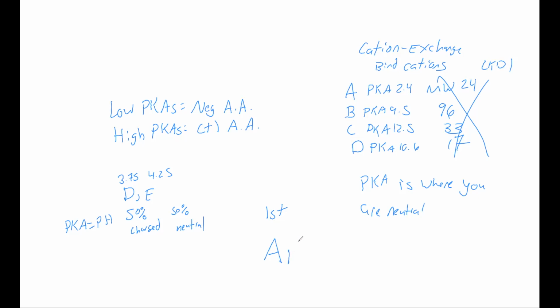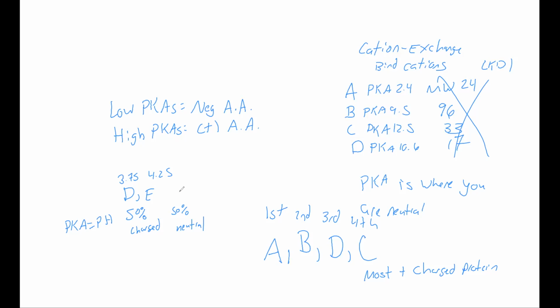Then it will be protein B, D, and C. And the reason for that order is that protein C has the highest pKa. So it's the most positively charged protein. Since it has more positive charges, it's going to bind to that cation exchange column stronger, and therefore be harder to come off the column.